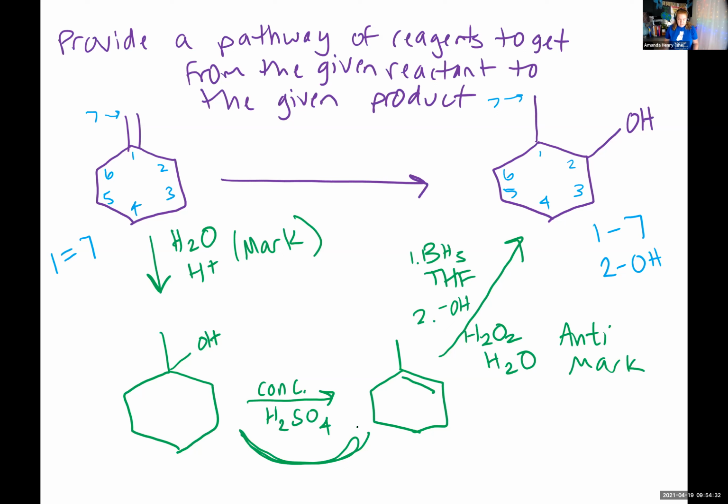Any questions on this last example? Yeah, I'm confused as to where you got the BH3 and the THF. So this was reaction number 4 from this chapter. And it's an anti-Markovnikov addition of an alcohol. So it's just one of those sets of reagents you have to learn and remember. Oh, okay. Thank you. Any other questions on this one?